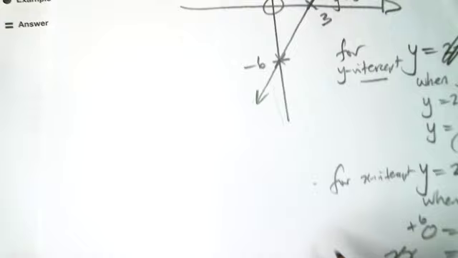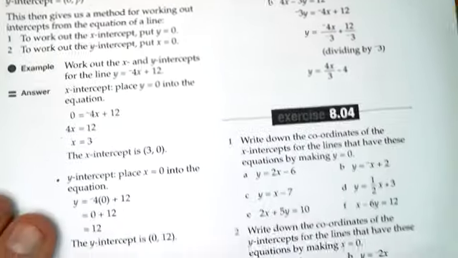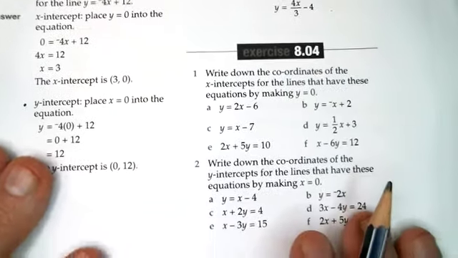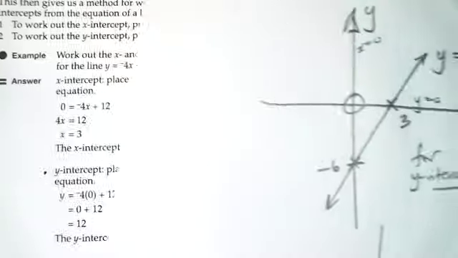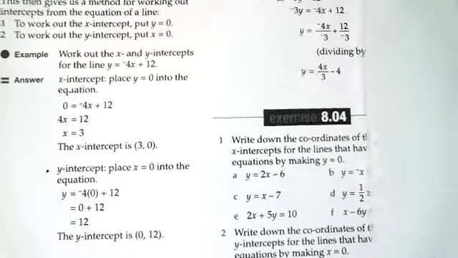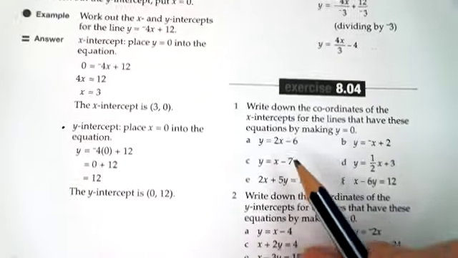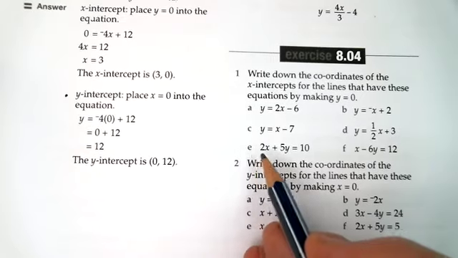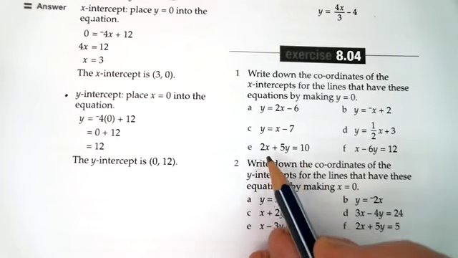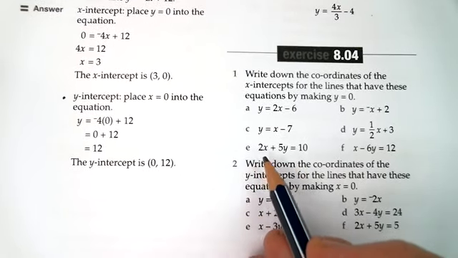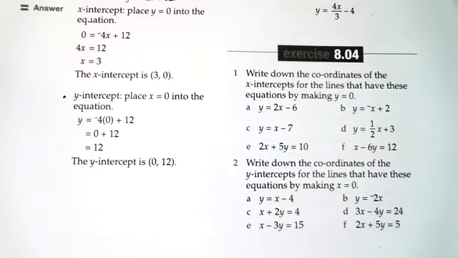Let's do a different one. Here we go. Notice, by the way, this is the gradient intercept form. Some of these are not gradient intercept. This is the general equation. Look at that one there. Now the general equation is so incredibly useful. Let's do E. I love E. Watch this. 2x plus 5y equals 10.